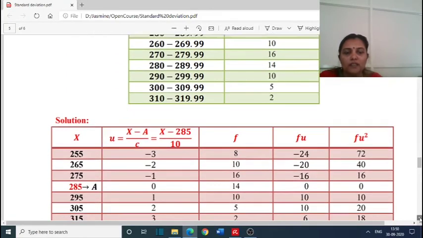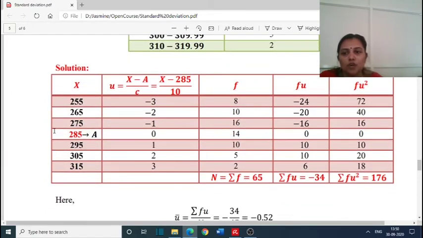Now draw the table. The first column is x. So the middle values of those are 255, 265, 275, 285, 295, 305, 315. And the middle of all the 7 numbers, 285, is taken as A. Now the next column is u. u equal to x minus A by c, x minus 285 by 10. So the middle is 0, then minus 1, minus 2, minus 3 on top of that, and below 0, 1, 2, 3.